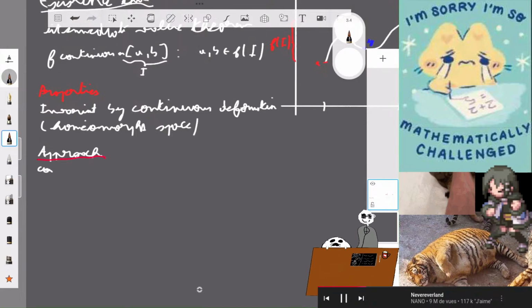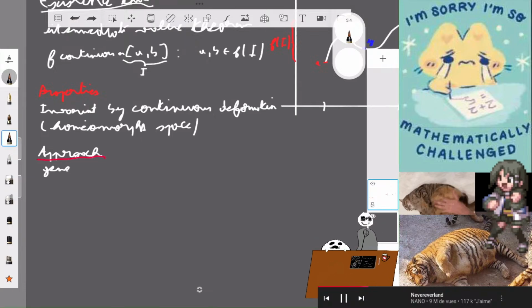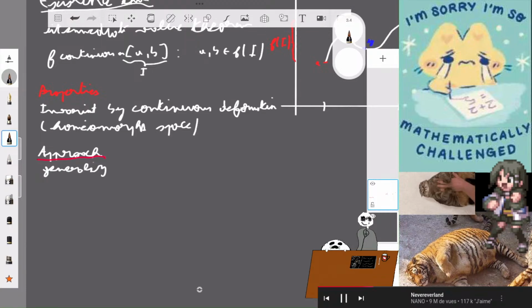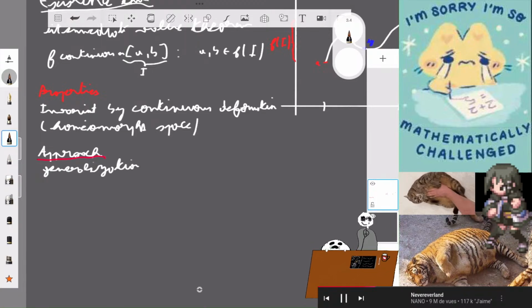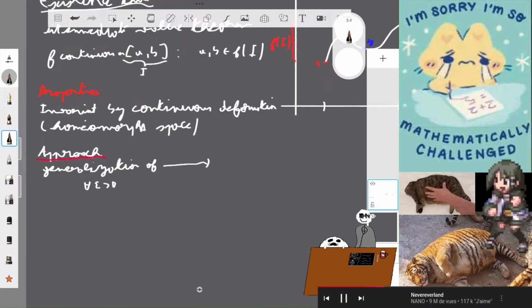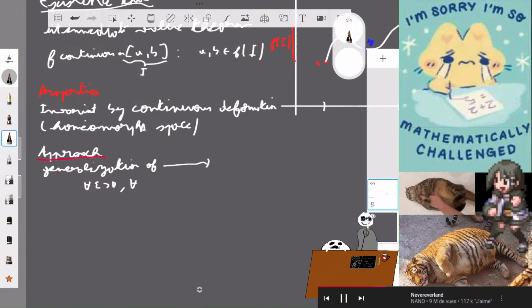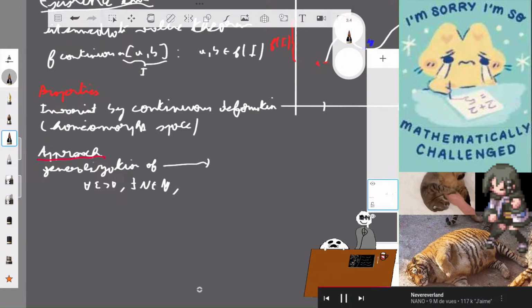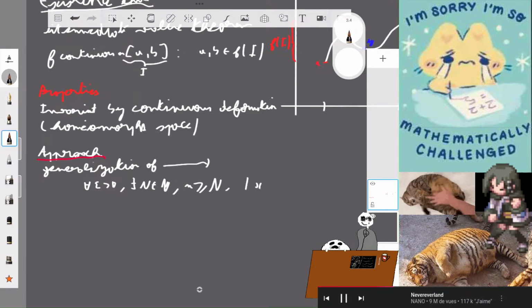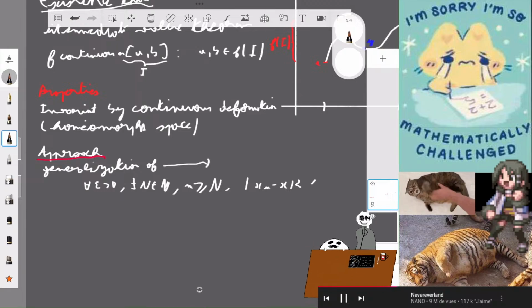Continuity. Generalization. Is it with a Z in English? I don't know. Generalization of continuity. So for all epsilon greater than 0, there will exist n in N such that for n greater than it, we got that xn minus x is inferior to epsilon.